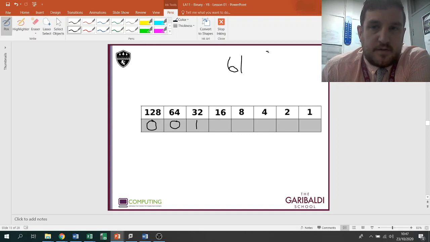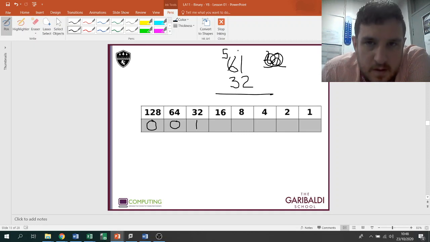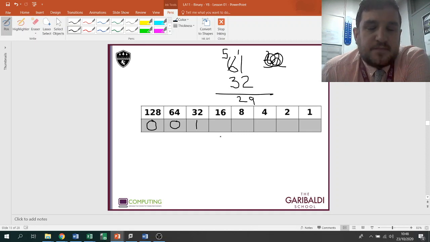We then do 61 take away 32. So 11 take away 2 is 9, 5 take away 3 is 2, so we're left with 29. We go across to our next column, which is 16. 29 does fit into 16 because 29 is bigger, so we put a 1 there.